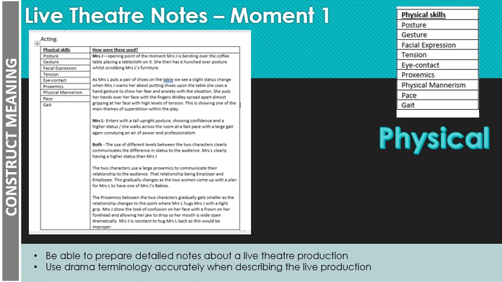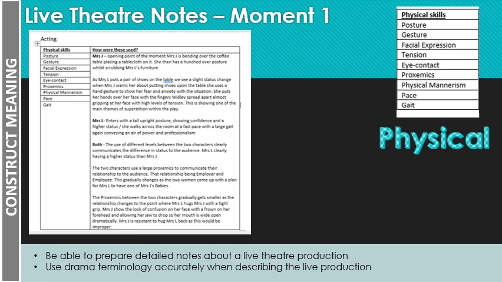So the very first point in this moment then, so the opening point of the moment, Mrs. Johnson is bending over the coffee table, placing a tablecloth on it. We could say that she's bending over with a hunched over posture while scrubbing Mrs. Loynes' furniture.